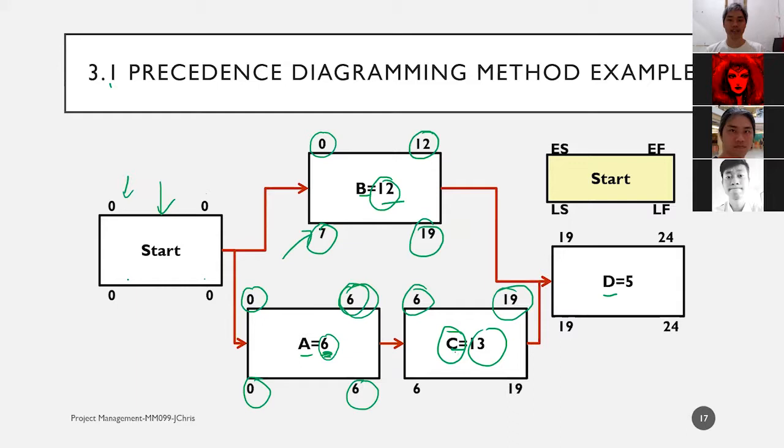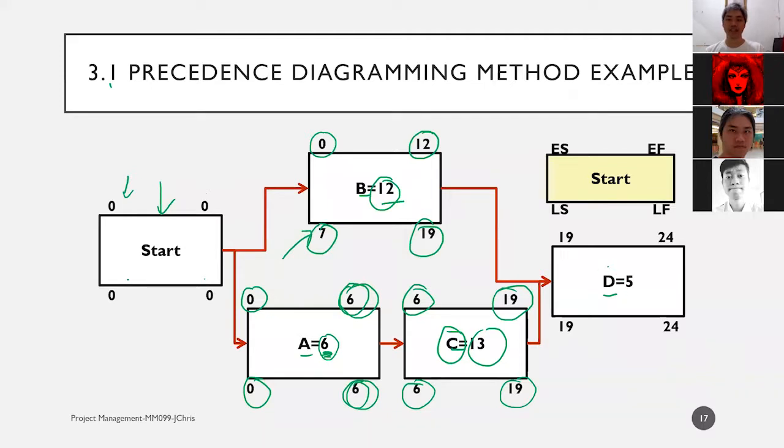And activity C, latest start is the 6th day, because maybe this activity does not have any other obstacles. It can start after the latest finish from activity A, then it's the same, the 6th day. And then C will have latest finish the 19th day. So for the C activity, we'll have the same earliest start, earliest finish, latest start, latest finish. Now, this is the conclusion.